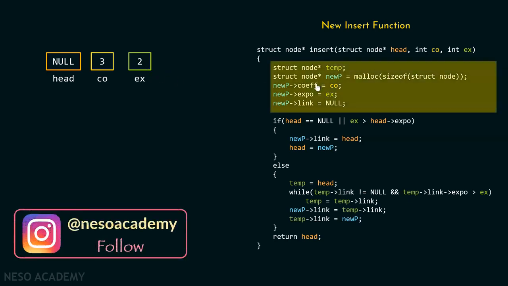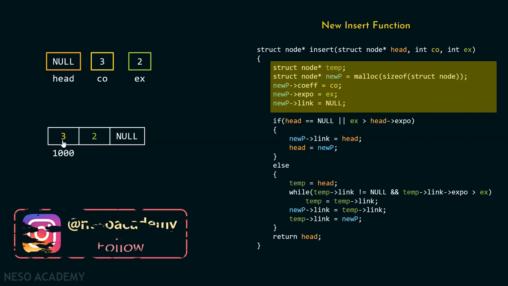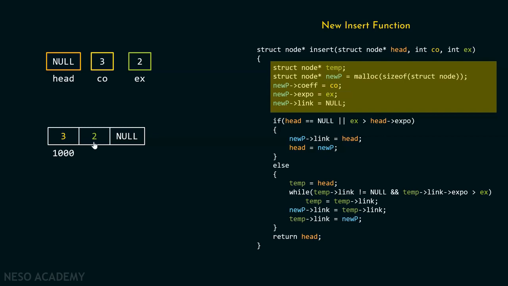After this, this piece of code will get evaluated, which will simply create a new node. Let us suppose that the address of this new node is 1000 and obviously the coefficient part of this node is holding 3 and the exponent part is holding 2. You can see that here it is 3 and here it is 2, right? That is why 3 must come over here and 2 must come over here. And obviously the link part of this node must be null, right?